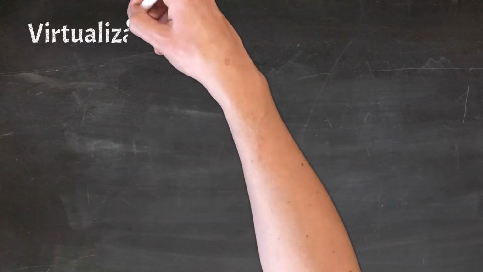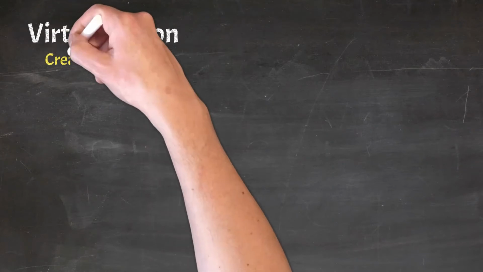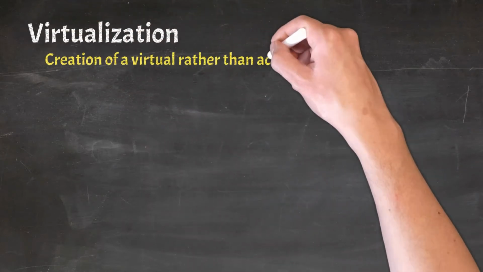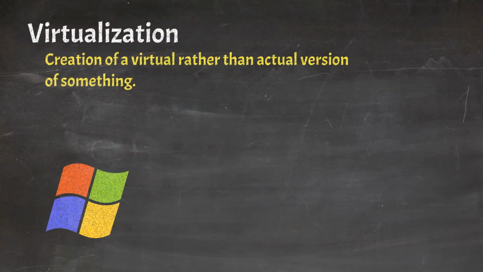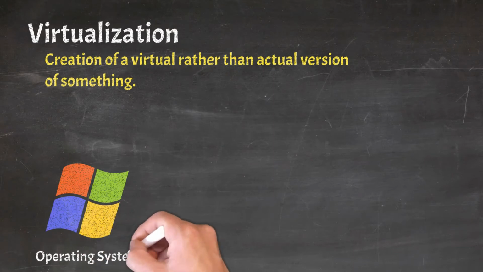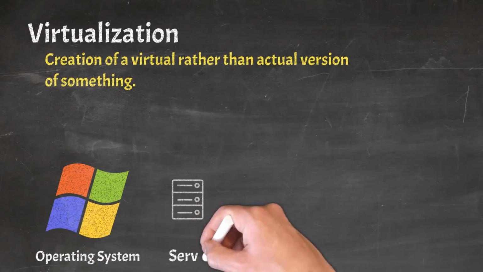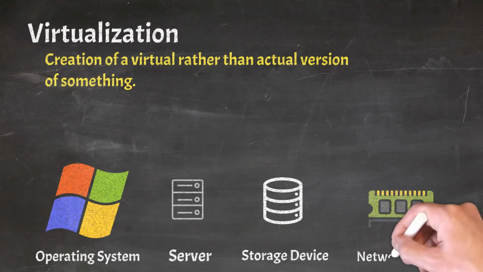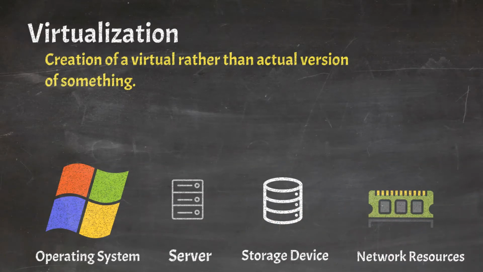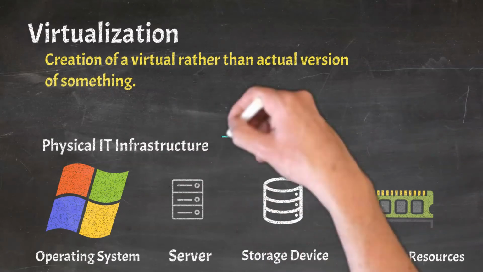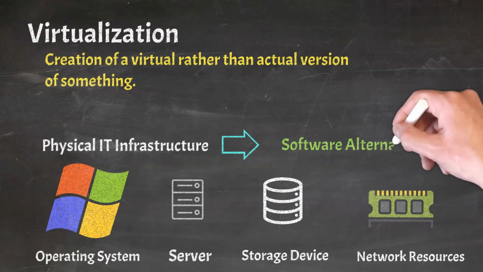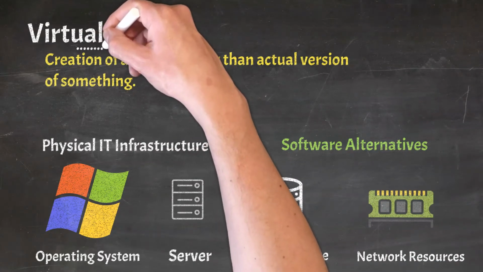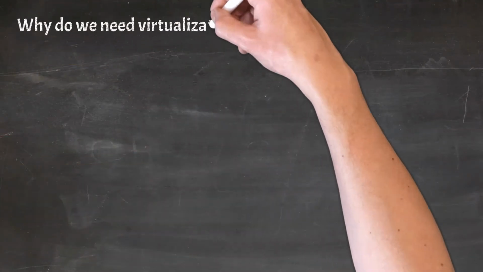So virtualization is nothing but the creation of a virtual rather than actual version of something, such as an operating system, a server, a storage device, or network resources. The process of transforming physical IT infrastructure and turning it into a software alternative is known as virtualization. Why do we need virtualization?